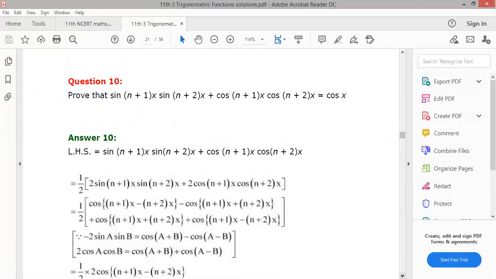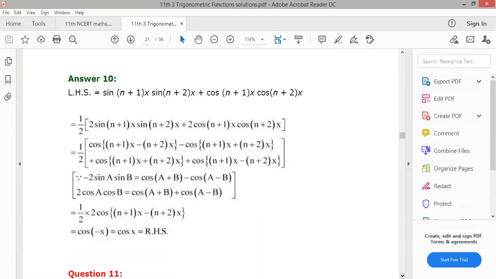Question number 10 is also the same. There's nothing new, but it's in terms of n, and you see it's sine A sine B plus cos A cos B. We can write it the other way around, so it is cos A cos B plus sine A sine B. So it's cos of A minus B. It is cos of n plus 1 into x minus cos of n plus 2 into x. So that is, n and n go, you are left with cos of minus x, and cos of minus x is equal to cos x, and that's the solution.